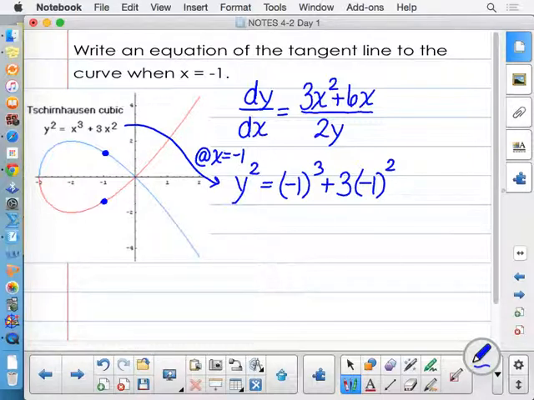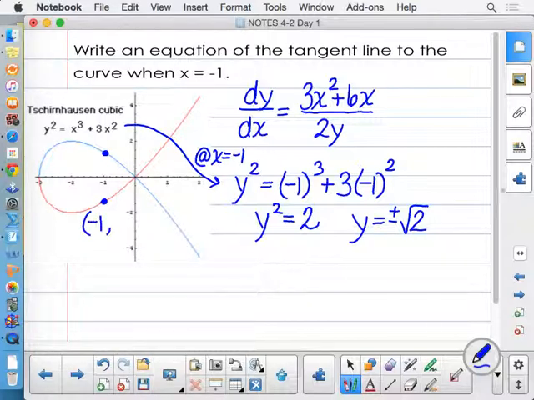And as you start to simplify that, you end up with y squared being 2, double check. So the y values when x is -1 are plus or minus the square root of 2. So the ordered pairs we're interested in finding slope at are -1, negative square root of 2, and the other ordered pair here is -1, positive square root of 2.